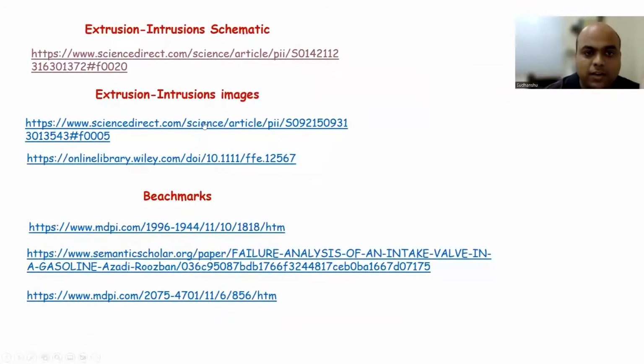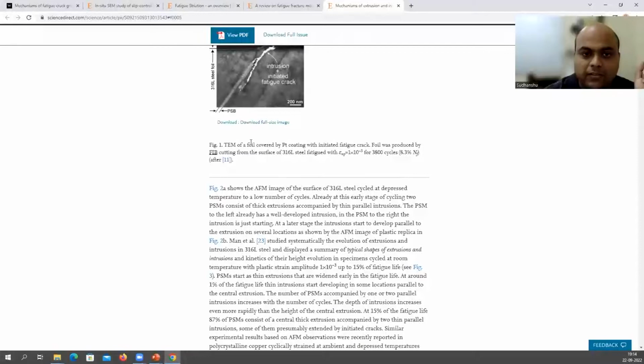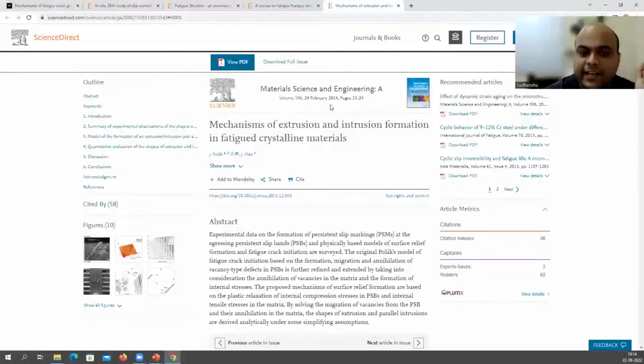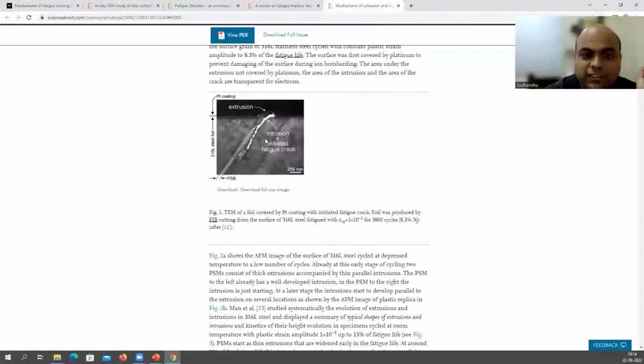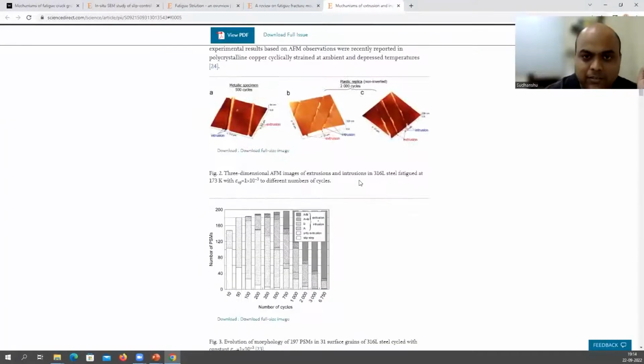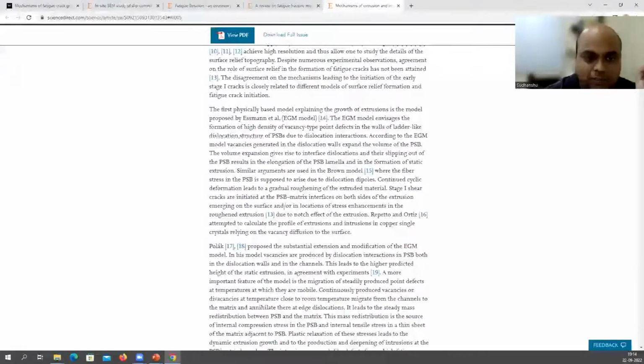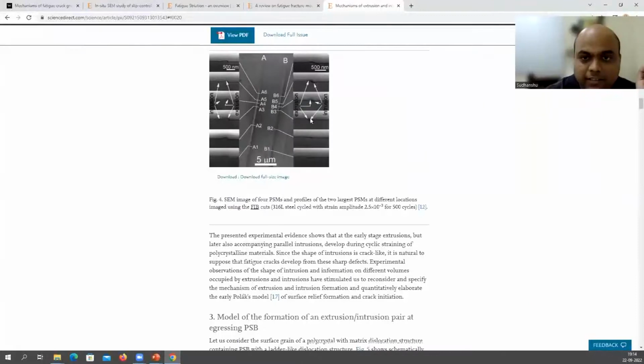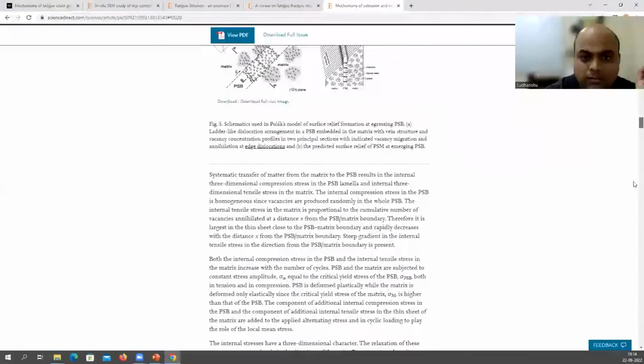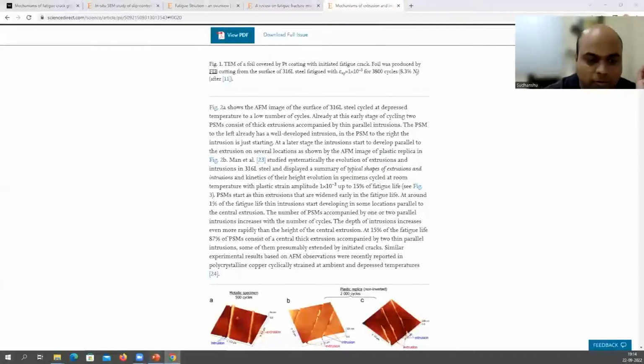Now, an actual image of extrusions and intrusions. This is from a paper by Pollock in Materials Science and Engineering. You can see intrusions and extrusions, and see the scale bar, 200 nanometers. In these intrusions, the fatigue crack has initiated. This is example 1, intrusions and extrusions in an AFM image. Now let me see another one. You can see extrusion and intrusion here also. There is nothing here, so let's go to another one.